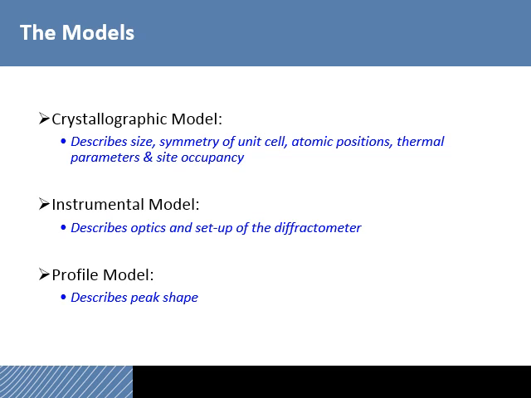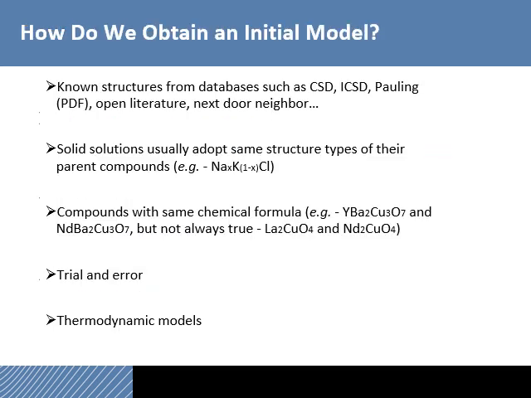And lastly, there is a profile model, which basically describes the peak shape. And we'll talk a little bit about, or probably mostly about, the profile model itself. The crystallographic model, for the most part, you're going to download from a database. The instrument model you'd have to obtain if necessary, and the profile model is actually what most of the Rietveld refinement is all about, in addition to things like lattice parameter and scale factor, which we'll talk about in a little bit.